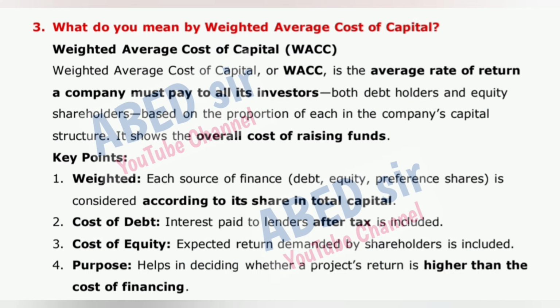Key points. 1. Weighted, each source of finance, debt, equity, preference shares, is considered according to its share in total capital. 2. Cost of debt, interest paid to lenders after tax is included. 3. Cost of equity, expected return demanded by shareholders is included. 4. Purpose, helps in deciding whether a project's return is higher than the cost of financing.